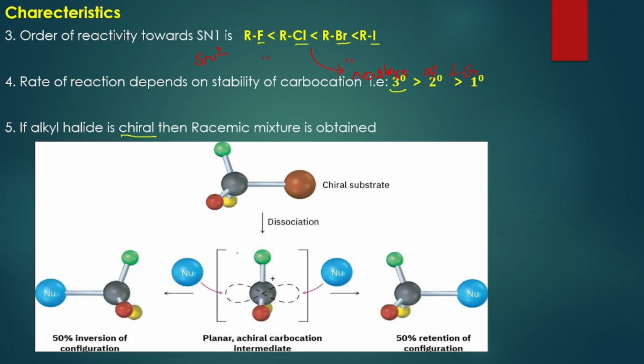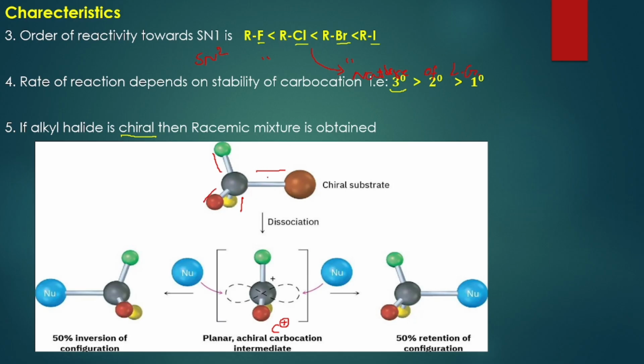Step 2, formation of carbocation. This is the stable carbocation formed, right? This is the chiral substance. See, different groups. Green is a different group. This is a different group. This is a different group. This is a different group. Four different groups are present.